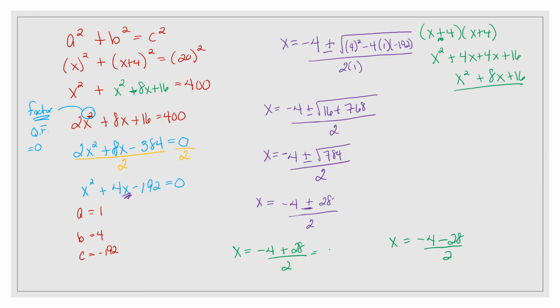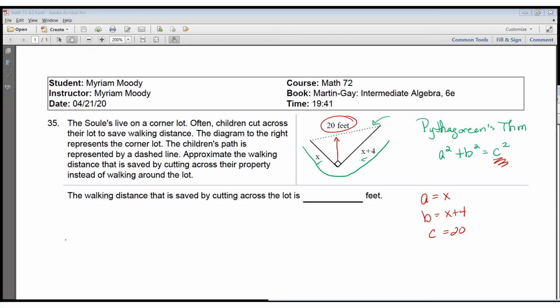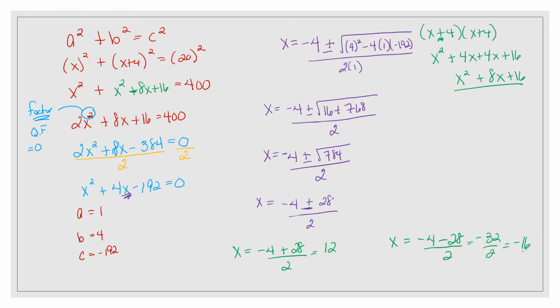So let's see, on this one, what would we get? Add those, you get 24, right? Divided by 2 is 12. Add these, you get negative 32 over 2, which is negative 16. Huh. What was x? Yeah, x was the length of the side, wasn't it? X was the length of that side. So is my answer allowed to be a negative? Nope. I did everything right, but I can't use that answer. So in this case, my x is going to be equal to 12.